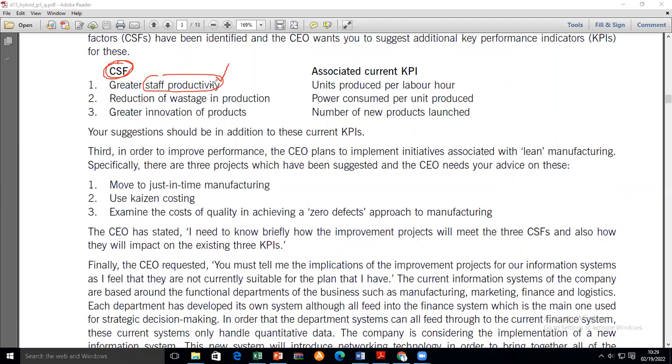Now, the KPI which this company had set was units produced per labor hour. So the more units you produce per labor hour, the more productive and the better for the company. But they say there's a weakness here. There is a weakness there.